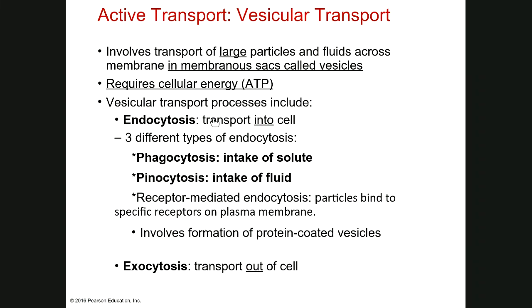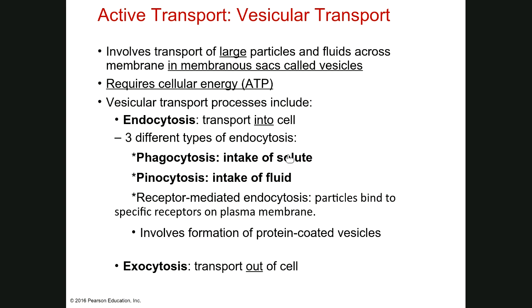All right. So yeah, endocytosis, we're bringing something into the cell, something large. Now, there are 3 different kinds of endocytosis, but it's really pretty straightforward, okay? The first kind of endocytosis is called phagocytosis. Phago means to eat. So phagocytosis, we're bringing in some kind of solute into the cell.